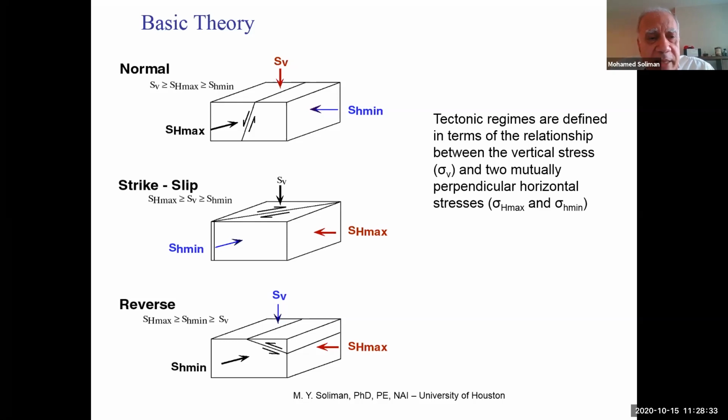So let's go down now to the reverse stress regime. Well, reverse stress regime is when your vertical stress is the smallest. So your maximum horizontal stress is the highest, followed by minimum horizontal stress, followed by the vertical stress. So if I fracture a formation like this, what do I see? Well, I'm going to see a horizontal fracture.